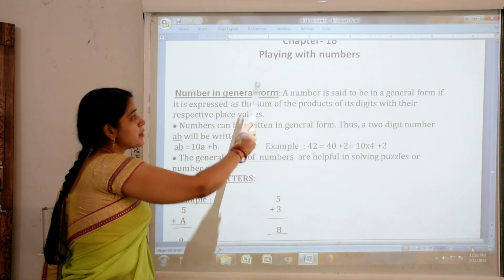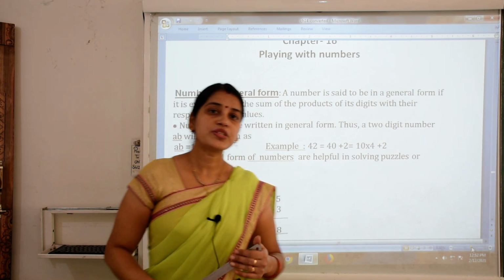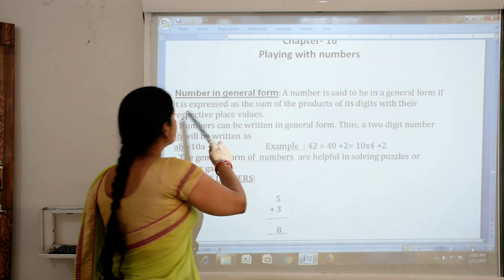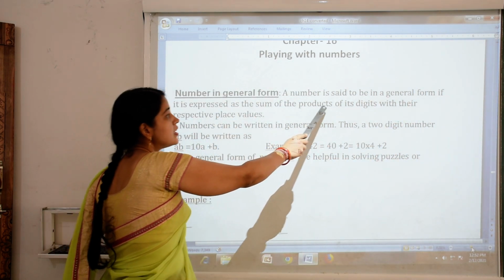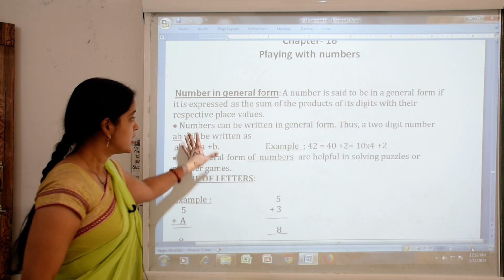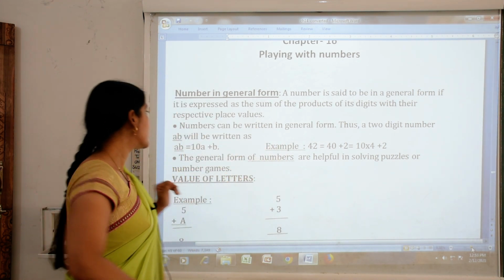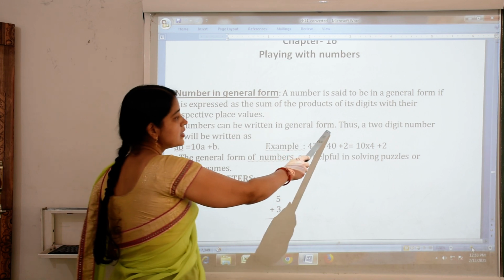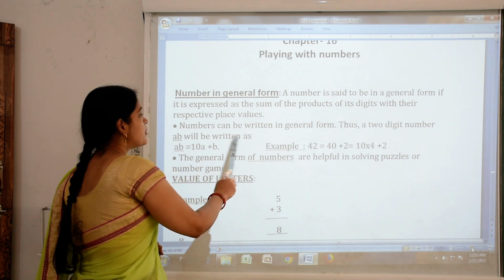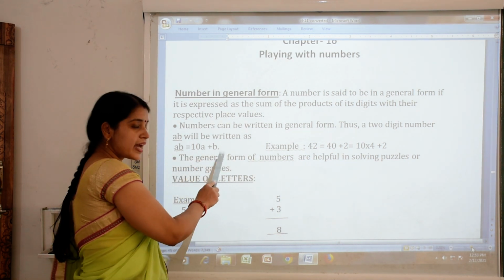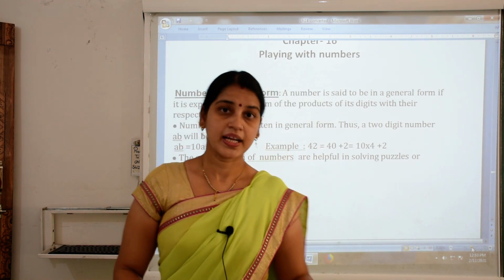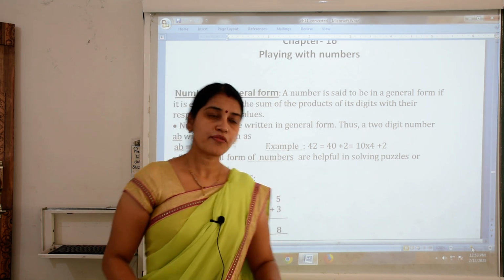So let's see number in general form. Which do we call a number in general form? A number is said to be in general form if it is expressed as the sum of the product of its digits with their respective place value, that we have seen by this example. Thus a 2-digit number AB will be written as AB equals 10A plus B. This is applicable for any 2-digit number and this is known as its general form.